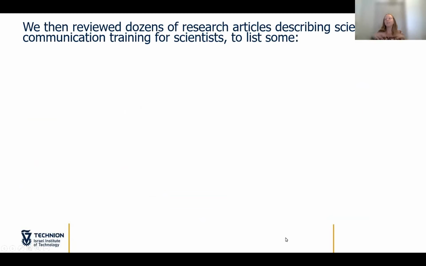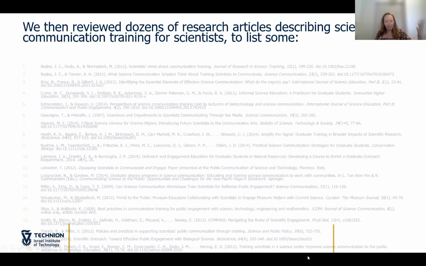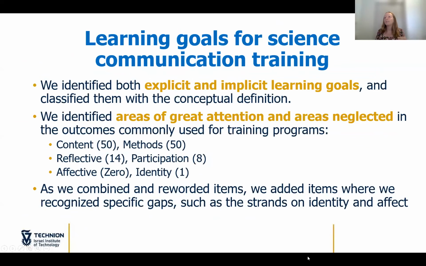Okay, so then we reviewed dozens and dozens of research articles describing science communication training for scientists. These were some of them. And what we did, we identified both explicit and implicit learning goals. So sometimes people said, what we meant to do was to teach X, but sometimes they didn't even say what they were meaning to teach, but we can implicitly understand from what they did and what they are telling us what they wanted to teach.